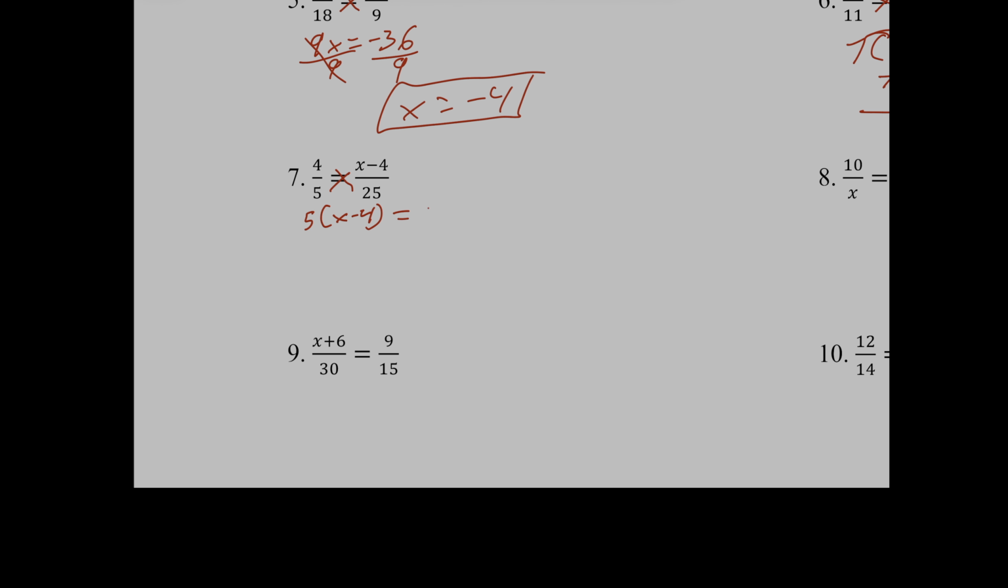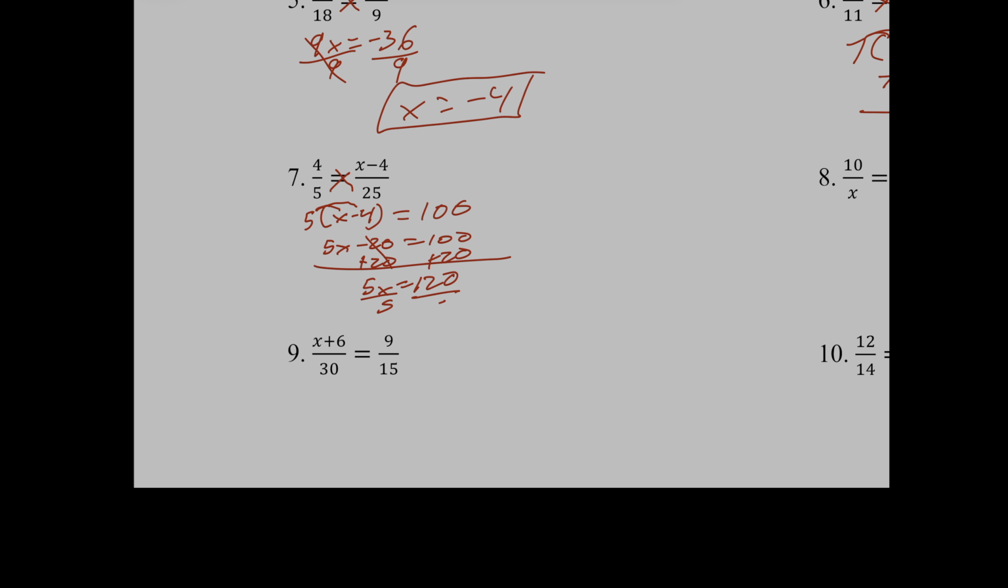4 times, well, 4 quarters is what? A buck. It's going to be 100 cents. So now here we go. We're going to distribute that through, and I'm going to get 5x minus 20 equals 100. I'm now going to add that 20 to both sides. Boom. 5x equals 120.